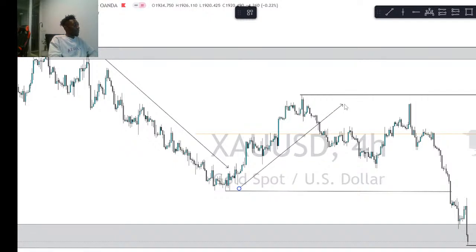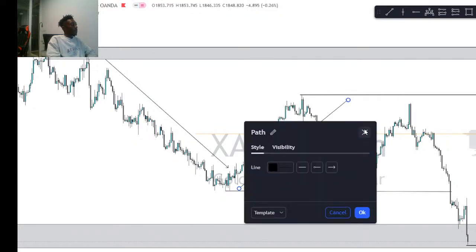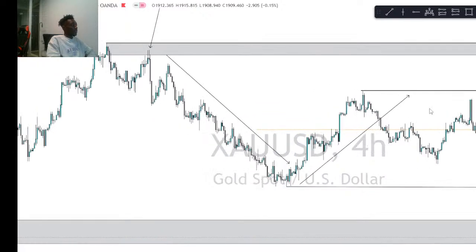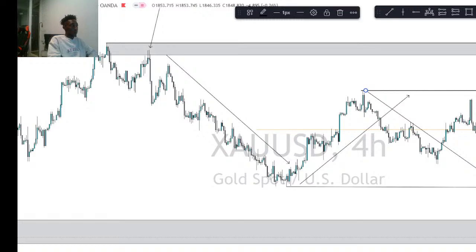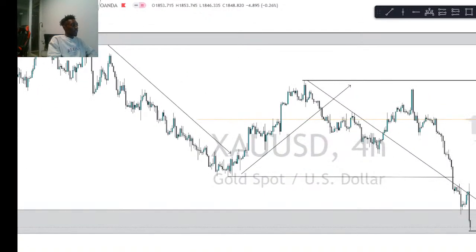After pushing to the upside, we can see that the buying momentum was not that strong. That's where you started seeing the market dropping heavy, because they wanted to test this untested fair value gap, this unfilled fair value gap.